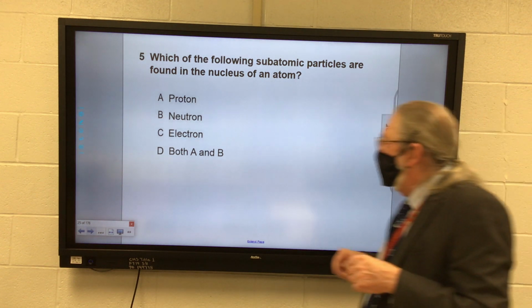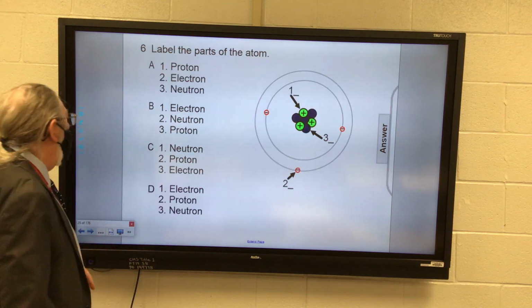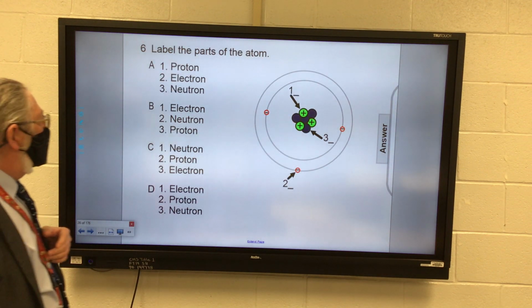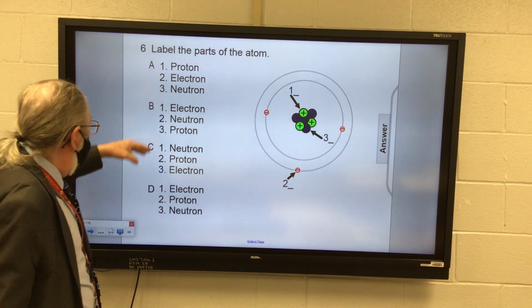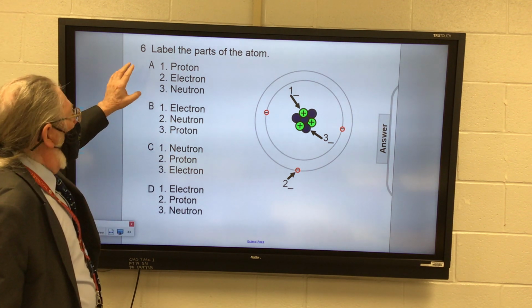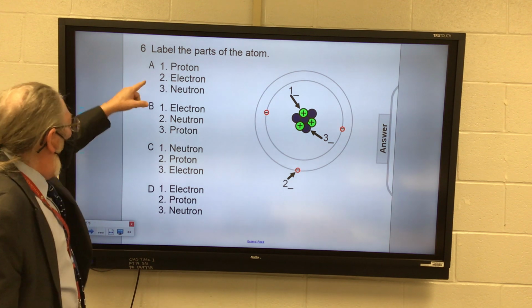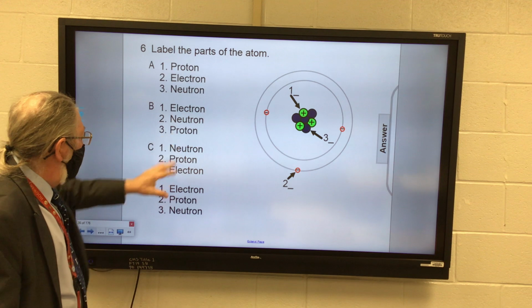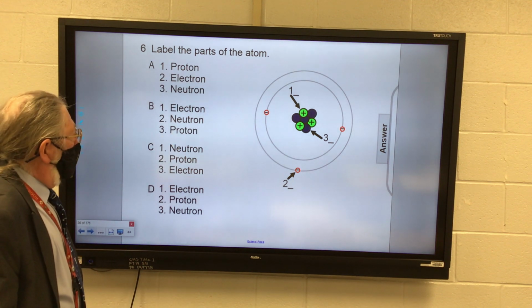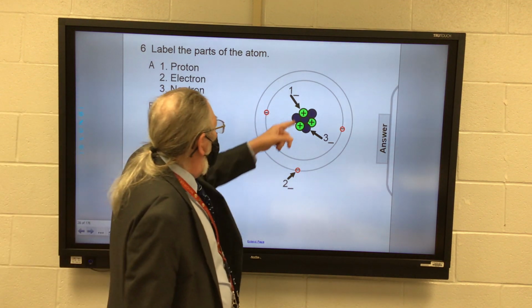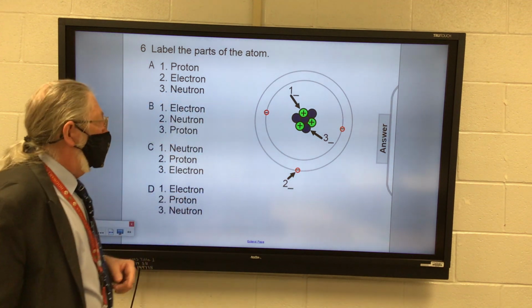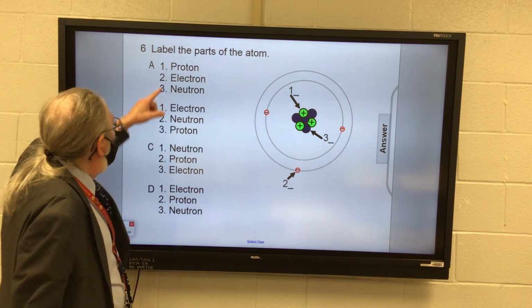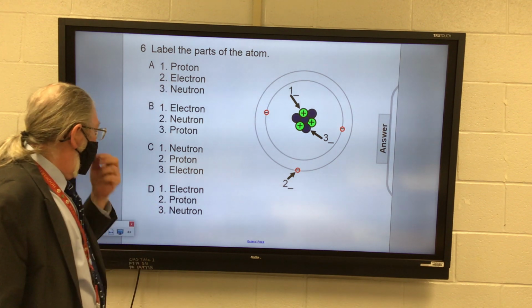Okay, I'm gonna move on here now. So you're gonna label these, look right here. I say label, but you're actually gonna choose A or D. You can't choose B or C. Number 1, is number 1 protons or is number 1 electrons? There's your hint. Is number 1 protons or is number 1 electrons?